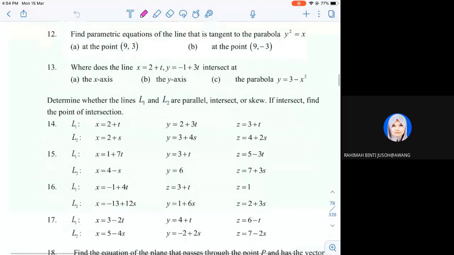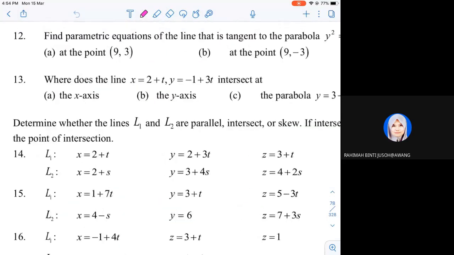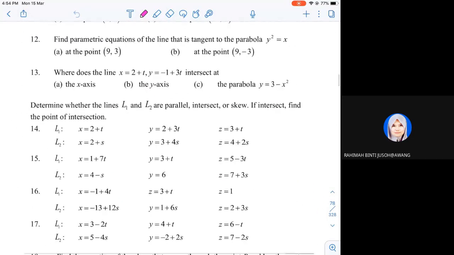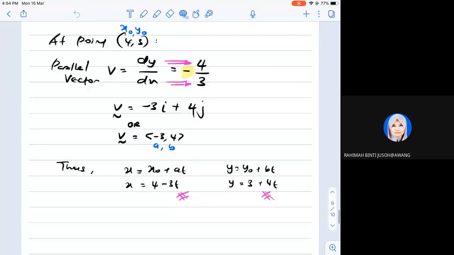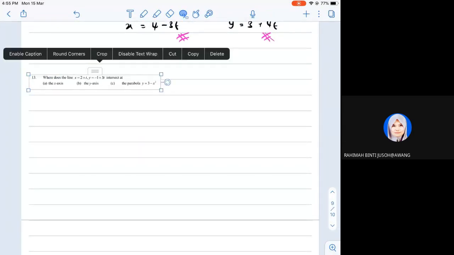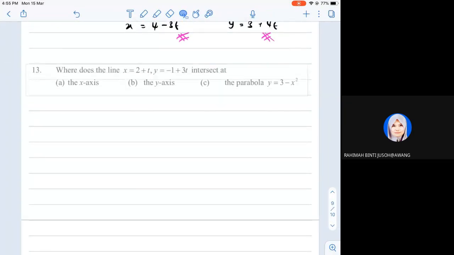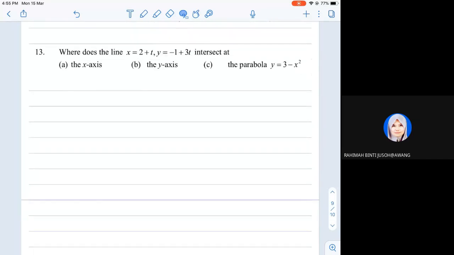So now, this question is also interesting, question number 13. Where does the line intersect? Question 13a: the x-axis.